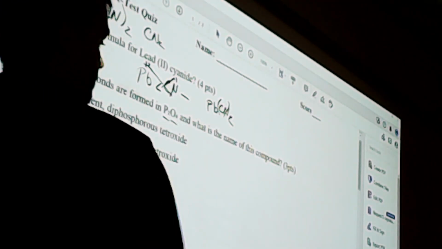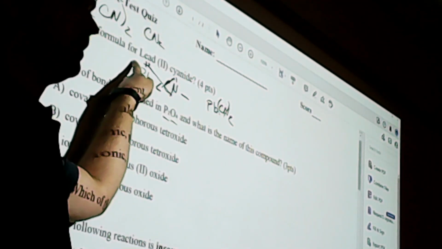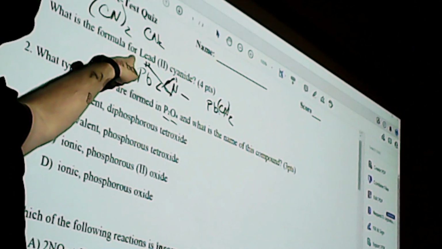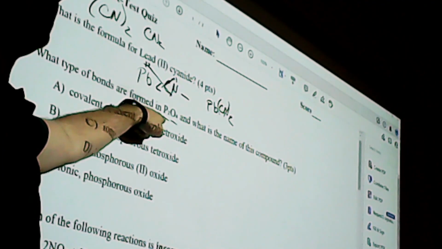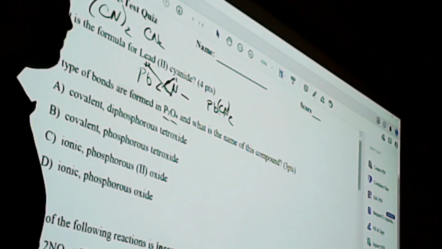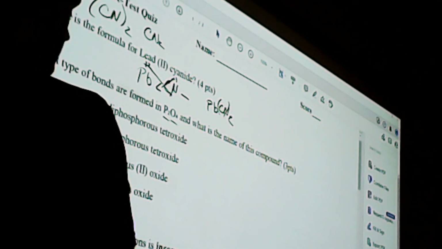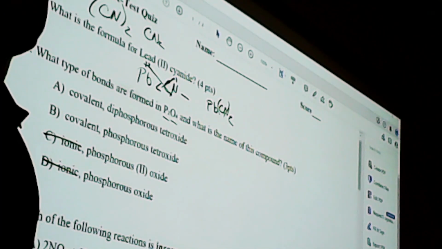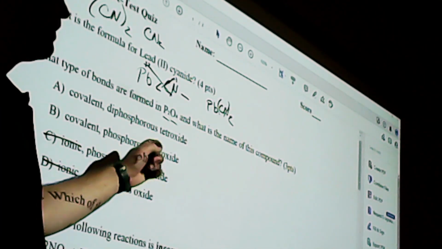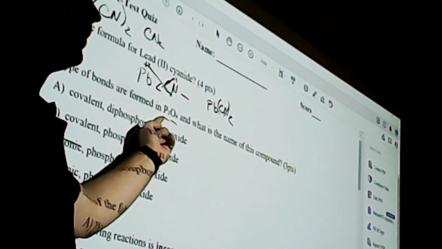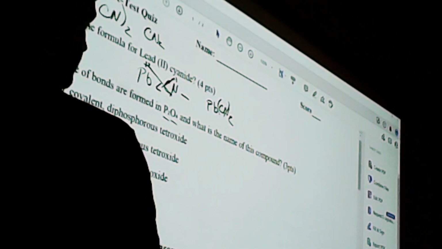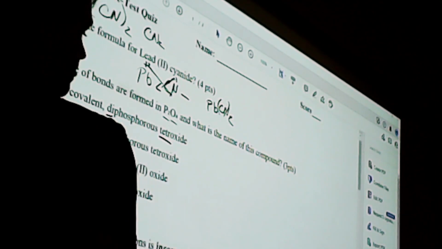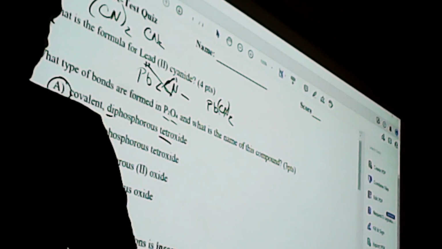Next one. What type of bonds are formed? We have phosphorus and oxygen. So up here, you really should have been telling yourself we have a metal with a nonmetal. Down here, you should be telling yourself you have nonmetal with nonmetal. That's covalent, right? Which means C and D are out of the question. From there, we know that covalent has prefixes, right? The prefix for 2 is di. The prefix for 4 is tetra. A is your answer.